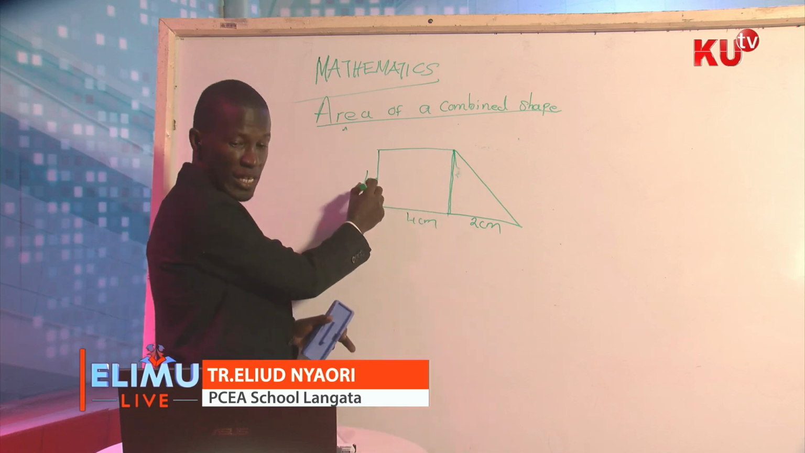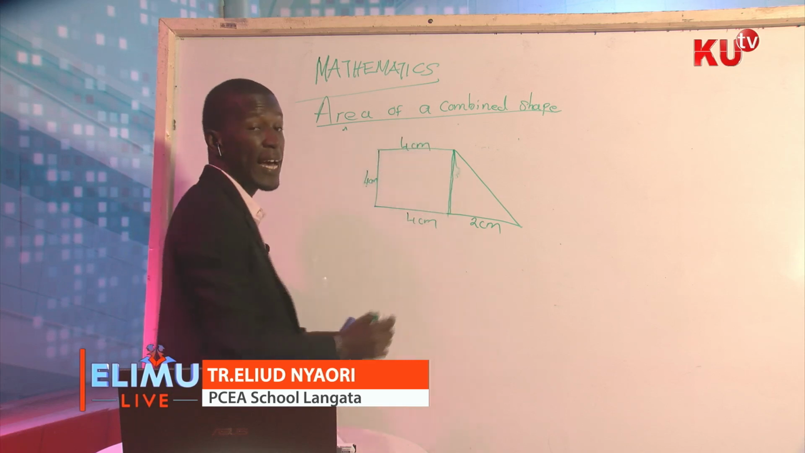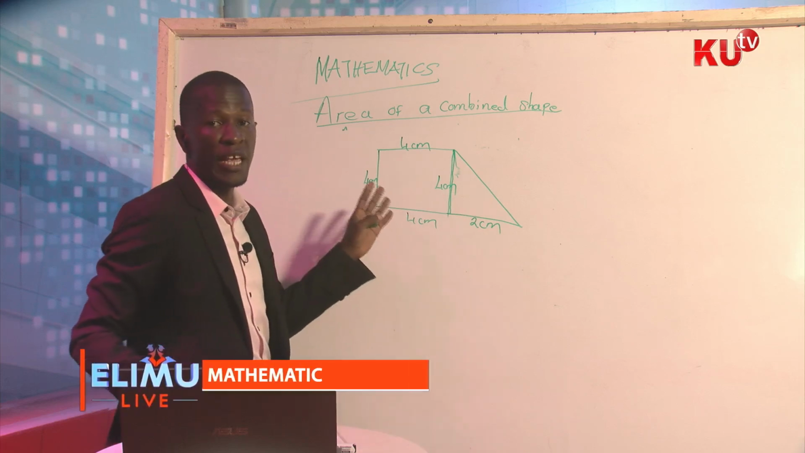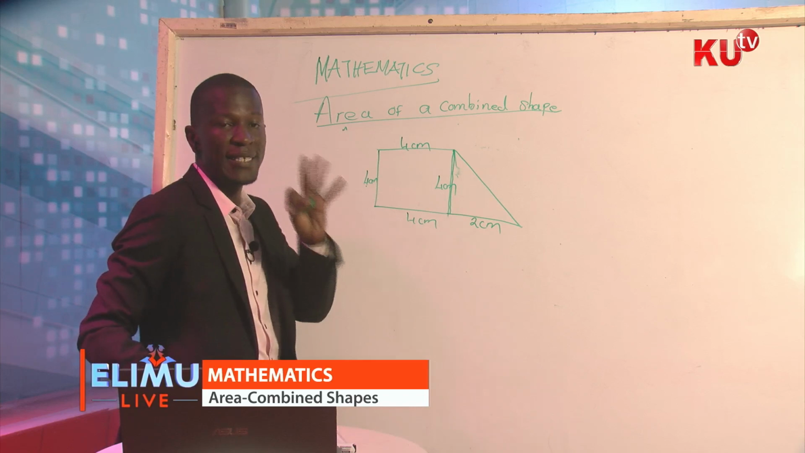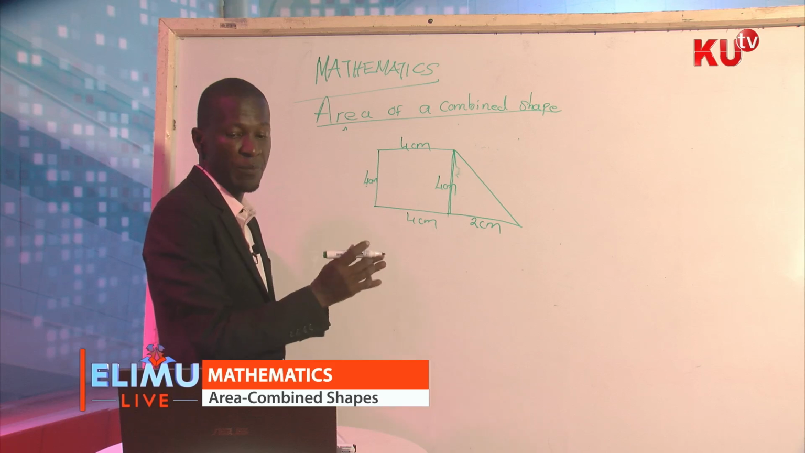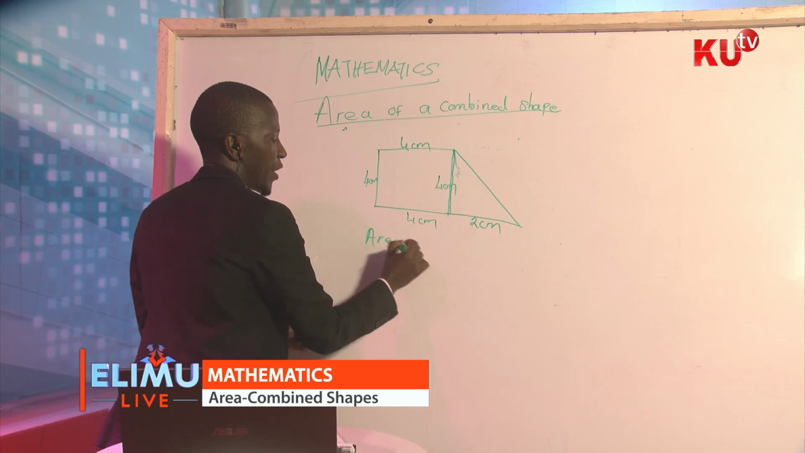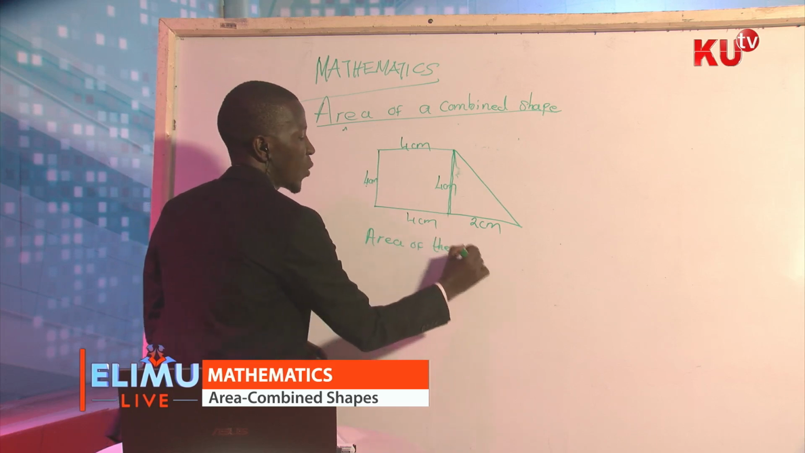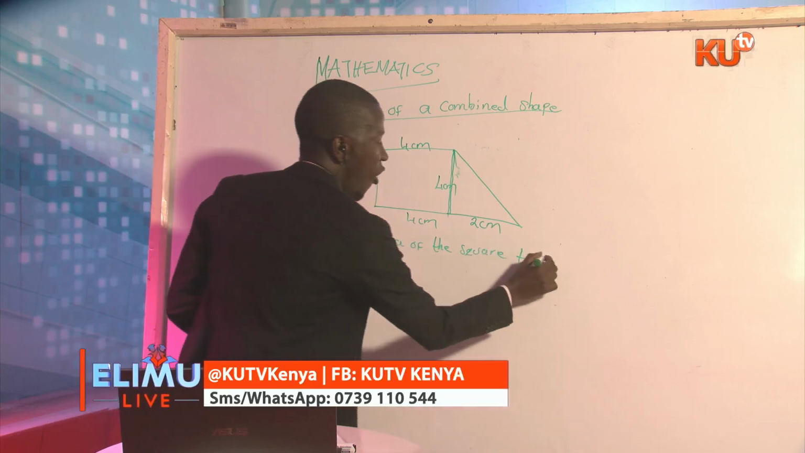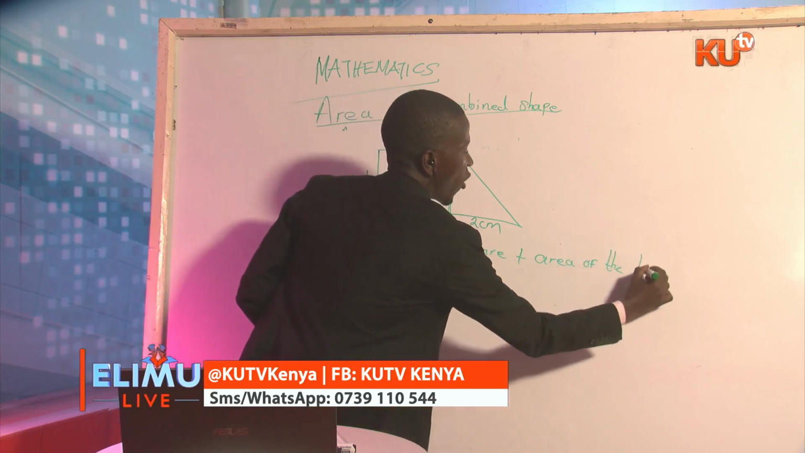Since this side is 4 centimeters and it is a square, this side will also be 4 centimeters and this side will also be 4 centimeters. So for us to work out the area of this combined shape, we must identify those shapes. And we say the area of a combined shape is equal to area of the square plus area of the triangle.